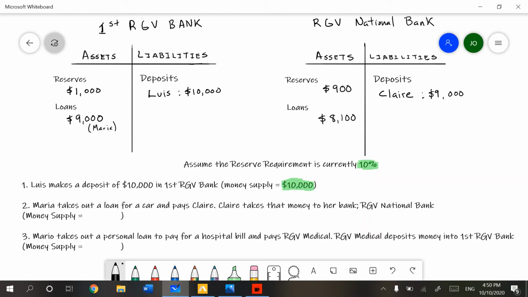Let's go to number 3. Mario takes out a personal loan to pay for a hospital bill and pays RGV Medical. Let's just say that he took out a loan from RGV National Bank. So this loan belongs to Mario. And RGV Medical Hospital has an account in First RGV Bank. So now, they make a deposit.